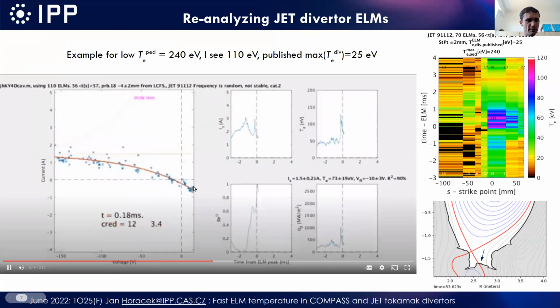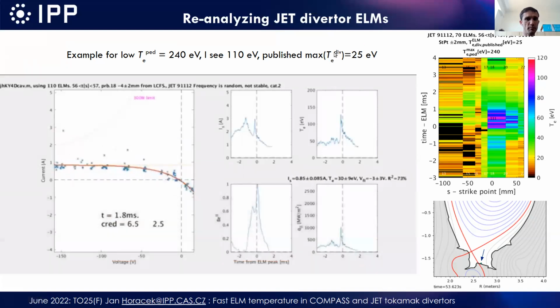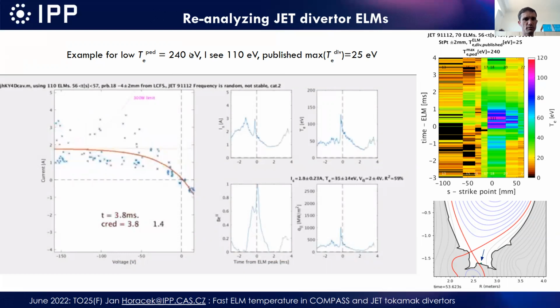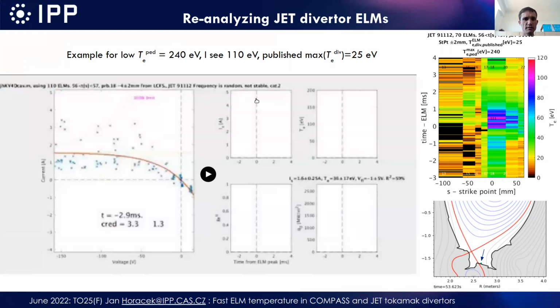You can see very nice IV characteristics. Each data point comes from a different ELM, so it's a pretty credible fit. In this case, we saw a temperature of about 120 electron volts at maximum, whereas the published value was 25. So we clearly see something much higher, which is quite close to half of the pedestal temperature, which was 240 eV. This was one probe near the strike point.